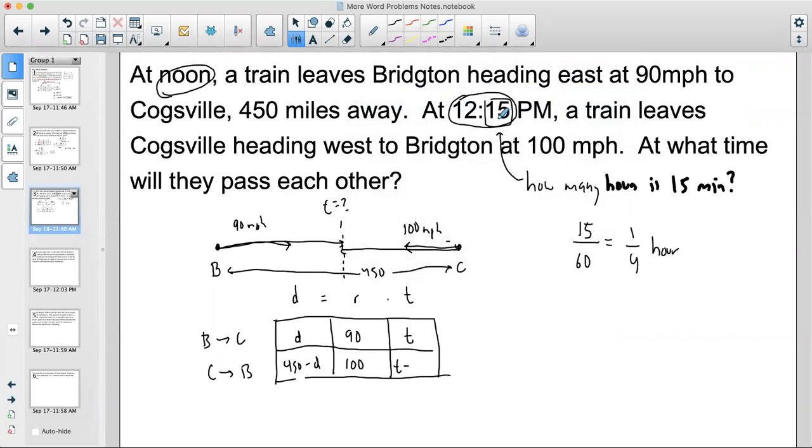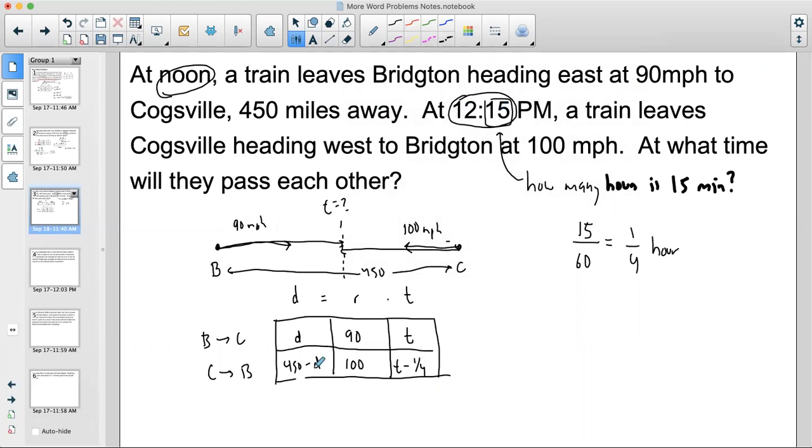If this said 12:20, I would have done 20 over 60 to get the fraction of an hour. If this had said 45, I would have done 45 over 60. If this had said 12:52, I would have said 52 over 60. Whatever it is, it's always over 60. This time it's 1/4. So the difference between the two times is 1/4. What might be tricky is to remember that you're not going to add it to this bottom one, because this train, since it left a quarter of an hour later, traveled for a quarter of an hour less time than this train. But this setup should work.